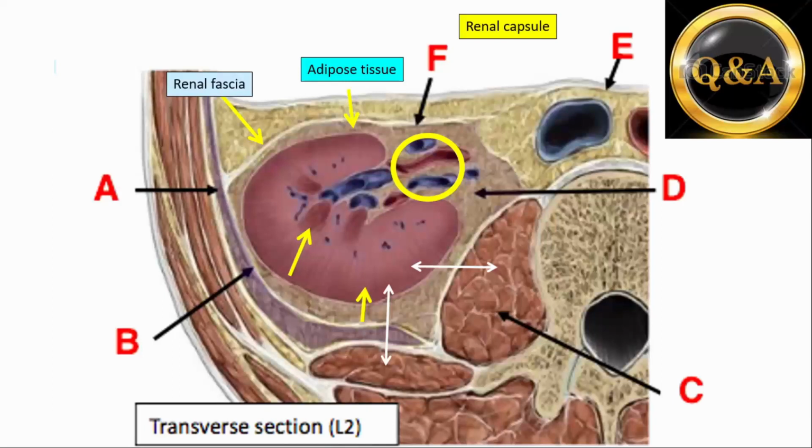What is this arrow telling me? It is telling me that the kidney is lateral to this muscle. This muscle is the psoas major, and the kidney is anterior to the quadratus lumborum.